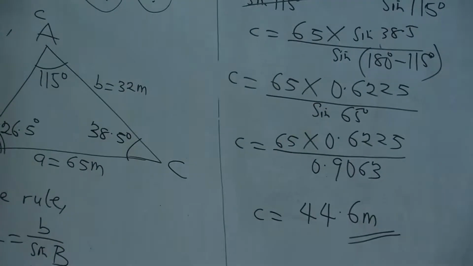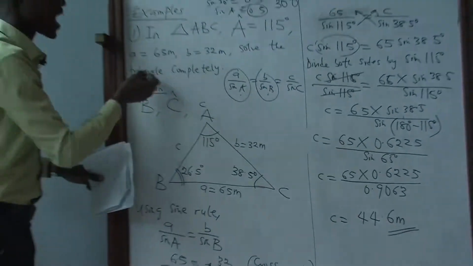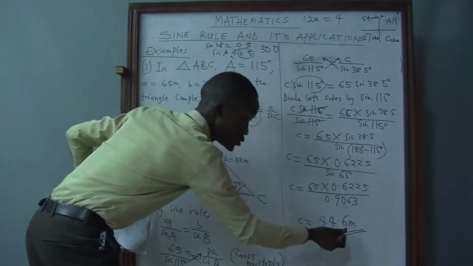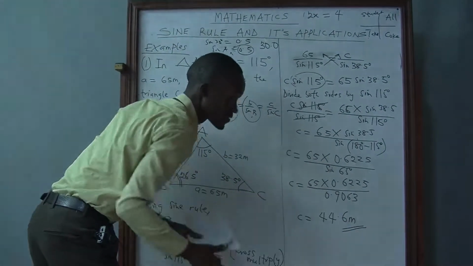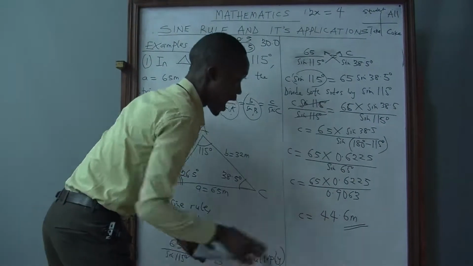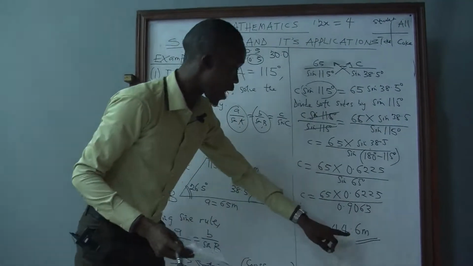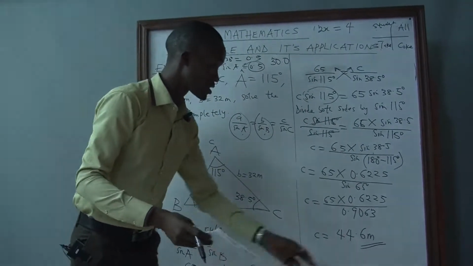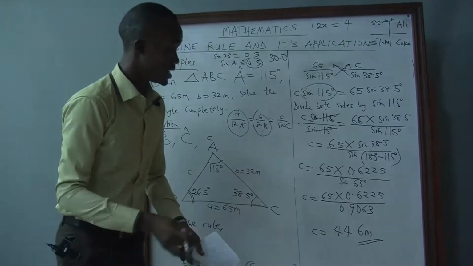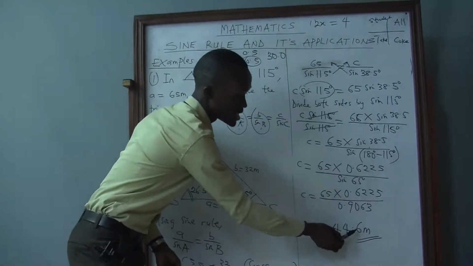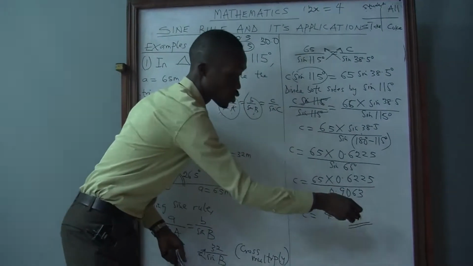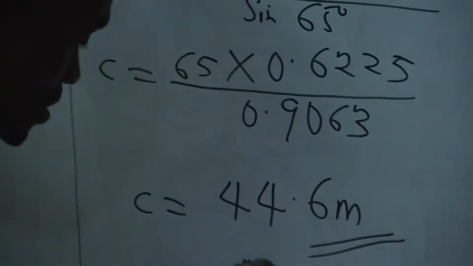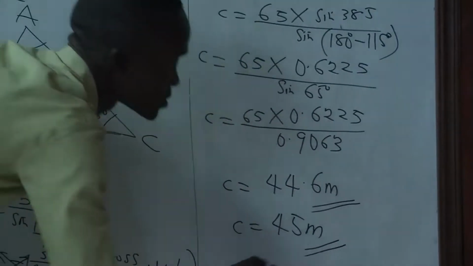But because we have A and B to the nearest whole number, we also approximate this one to the nearest whole number. And if you do that, since the number after the decimal point is 6, and from approximation, when we have numbers from 0 to 4, they will be rounded down to 0, but numbers from 5 to 9, they will be rounded up to 1. So this 6 here, since 6 is more than 5, it will become 1, then we add 1 to this 4, and we have C to be 45 meters.